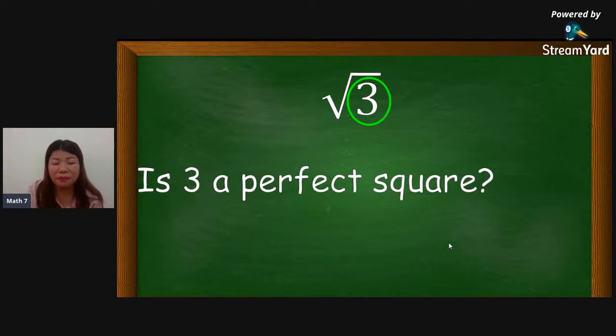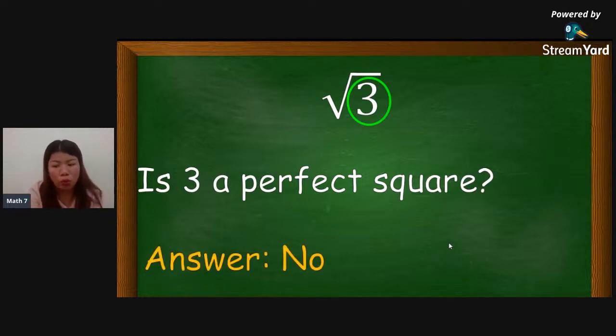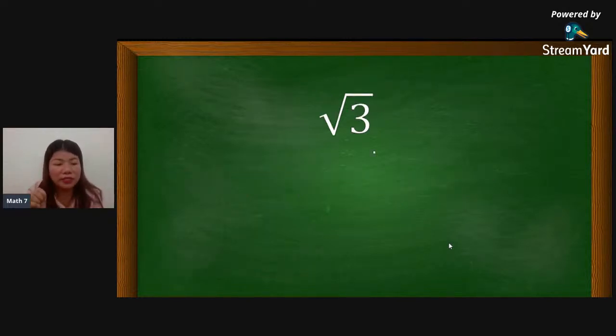Is 3 a perfect square? Meron ba doon? So, naglista tayo 1, 4, 9, 16, 25, 36, 49, 64, 81, 100. May 3 ba doon? Okay, wala. So, ang sagot natin dito ay no. Okay?